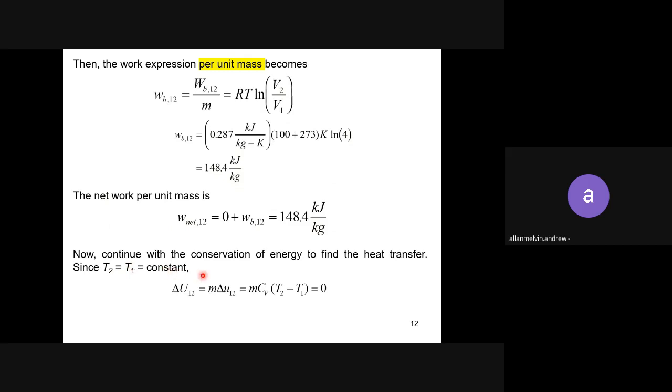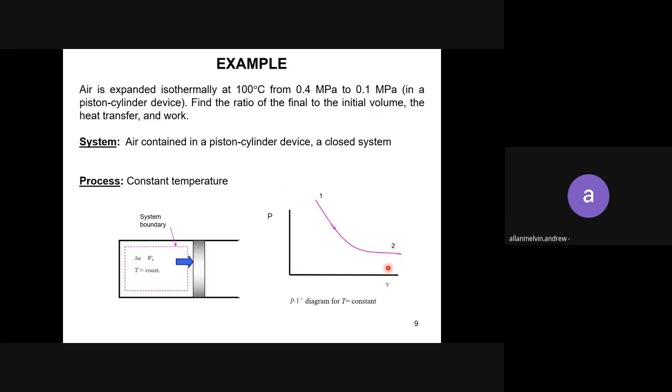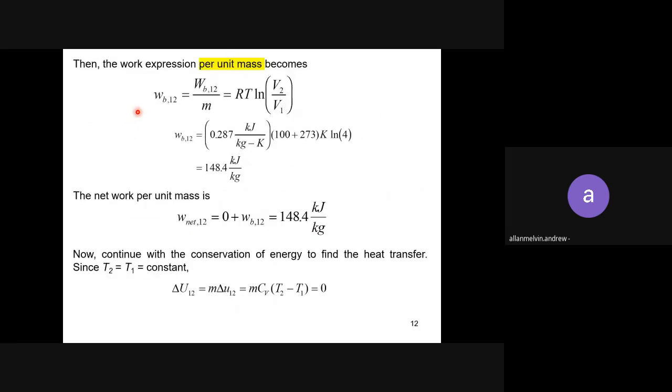Now continue the conservation of energy to find the heat transfer, because the question asks you to find it. Okay, so yang ni dah cari. So heat transfer, work already fine. So heat transfer now. Okay, so for heat transfer, you use this formula.